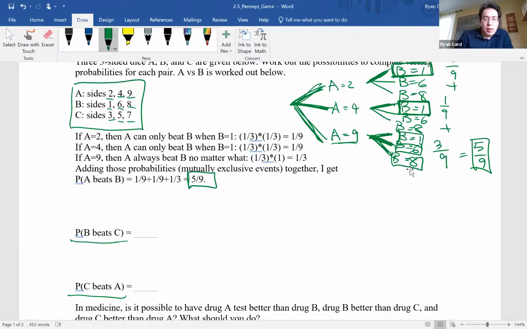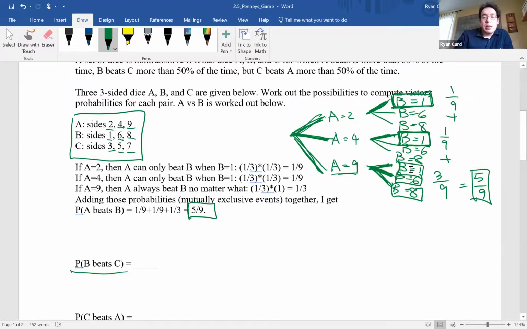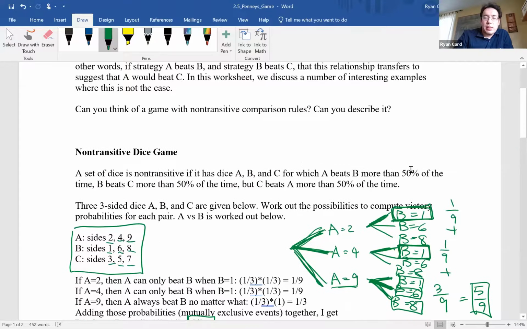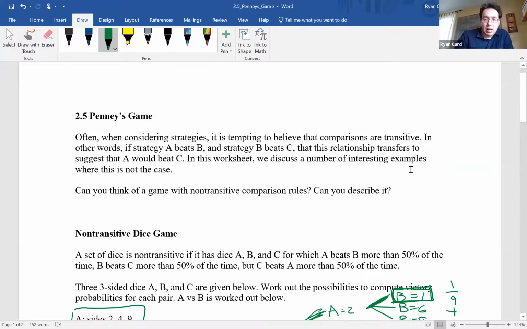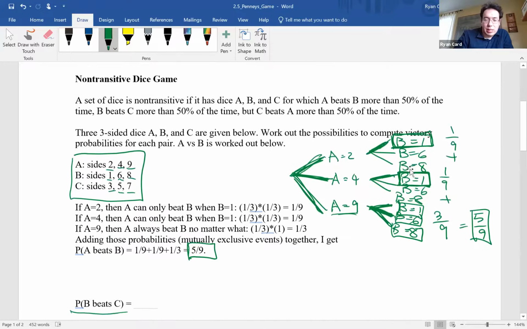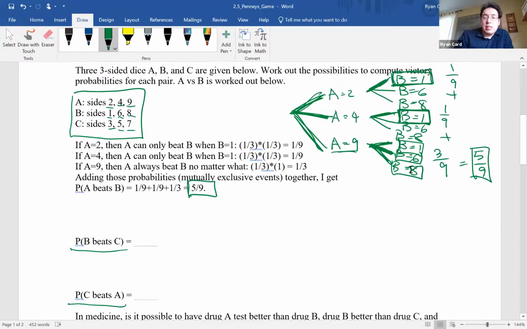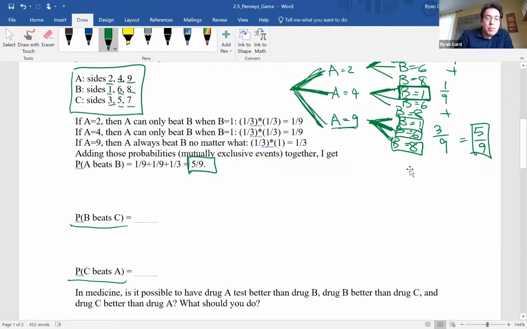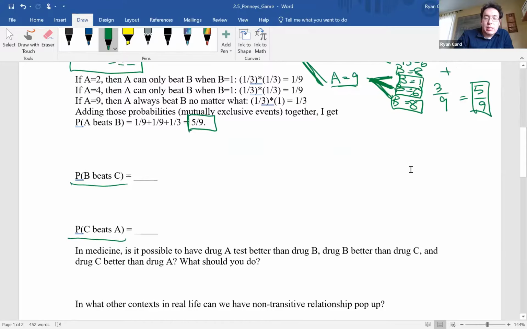Okay. So that's a weird set of dice that I hope you found interesting. But this is just a game, right? It turns out that this could happen in real life as well, in a situation where things could make a difference.